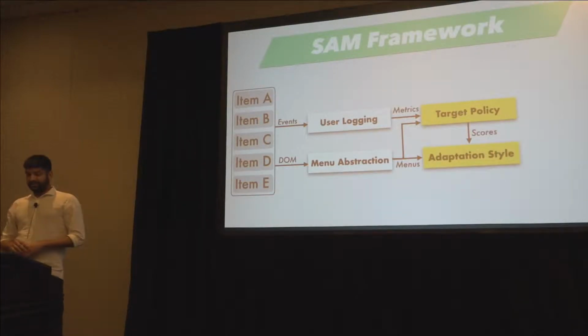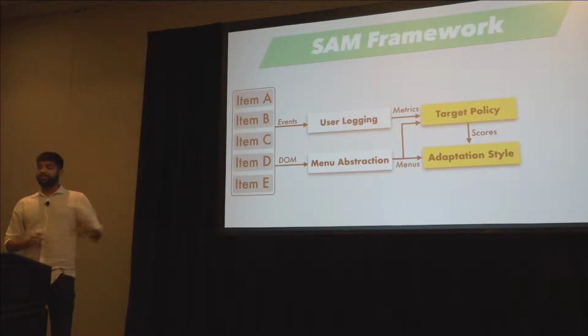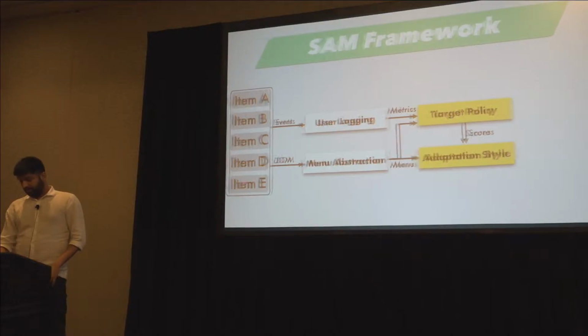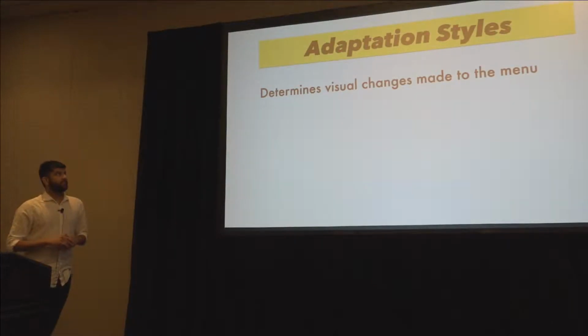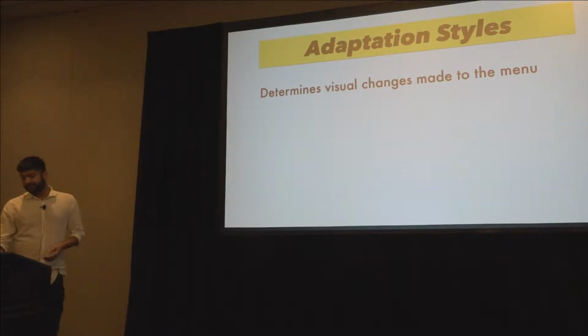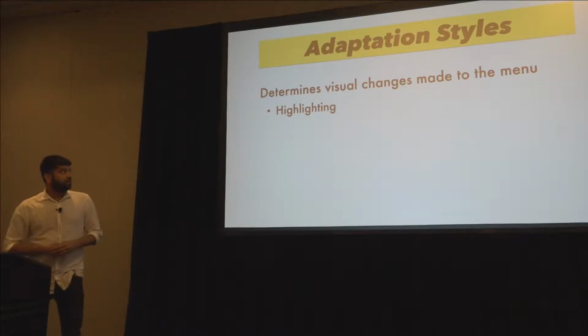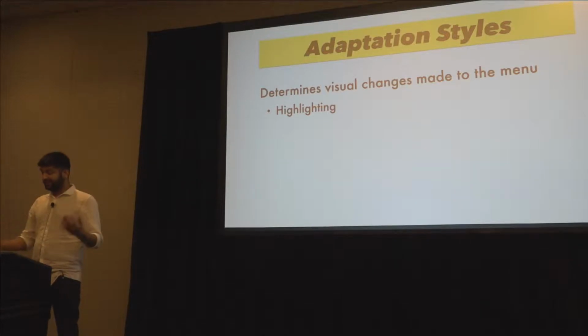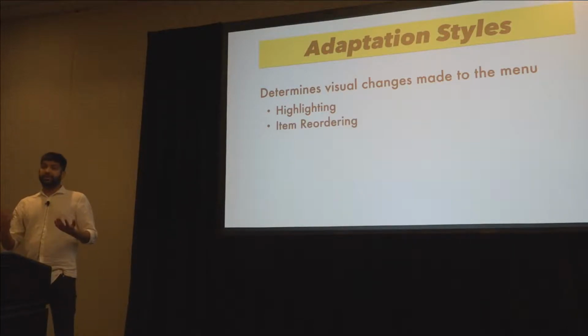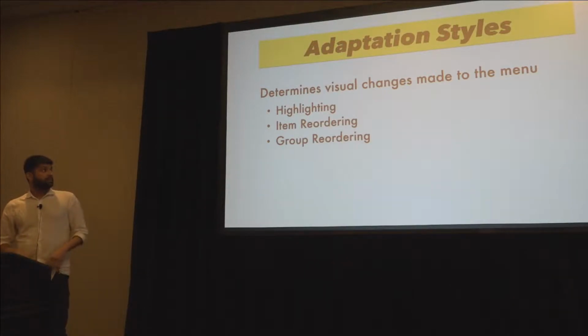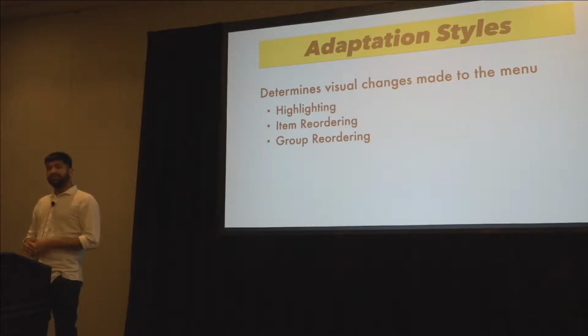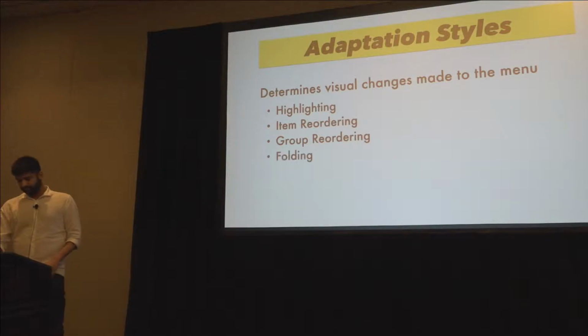Next in the pipeline, once we have the scores for each menu item, we can apply an adaptation style. And again, we've implemented several different adaptation styles that you can already readily choose from. Things like highlighting, where you have different elements that can have different saliencies, or reordering of items, where you reposition items to make them more prominent. And you can also reorder groups in case of hierarchical menus.